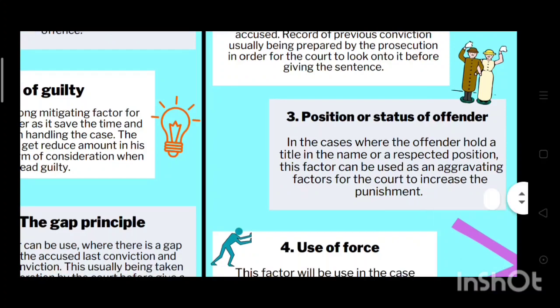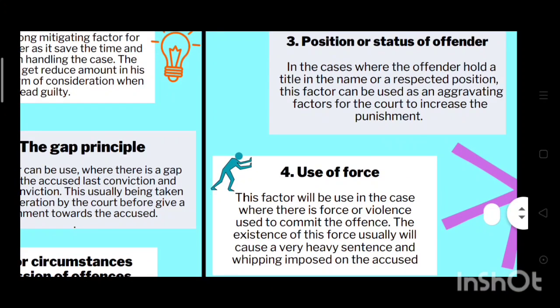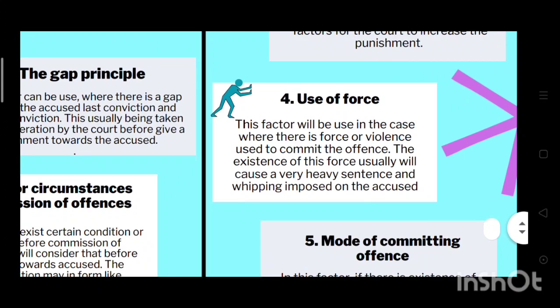The fourth factor for the aggravating factors is use of force. This factor will be used in cases where force or violence is used to commit the offence. The existence of this force usually will cause a very heavy sentence and whipping to be imposed on the accused. According to the case of Public Prosecutor against Safian bin Abdullah and another, because the mortally wounded victim was brutally strangled with a rope, the learned judge imposed the maximum sentence of 14 years imprisonment on the two accused.